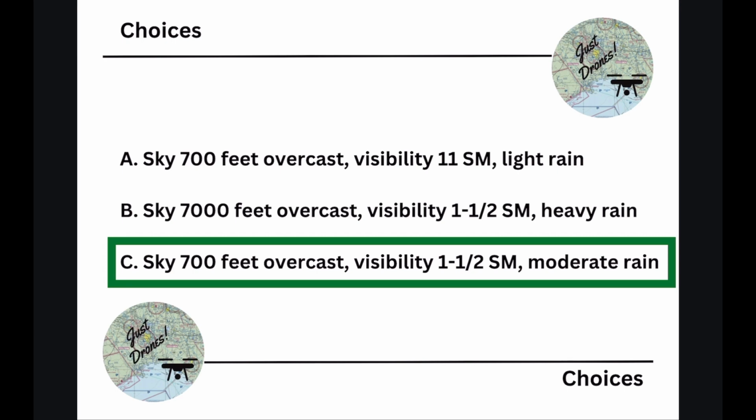And it also shows light rain. We didn't see a minus sign in front of RA, correct? So that tells me that it's not light rain. If there was a minus sign, then yes, it would be light rain. So the correct answer is obviously C. The sky is at 700 foot overcast, visibility 1.5 statute mile, and moderate rain.